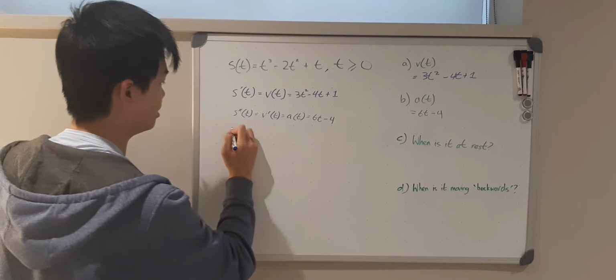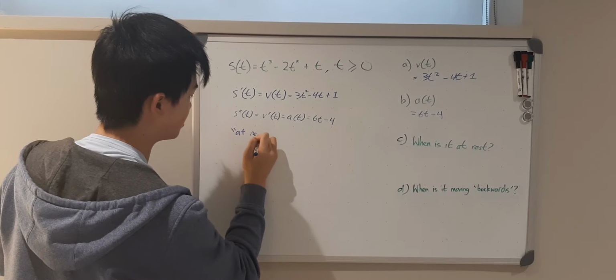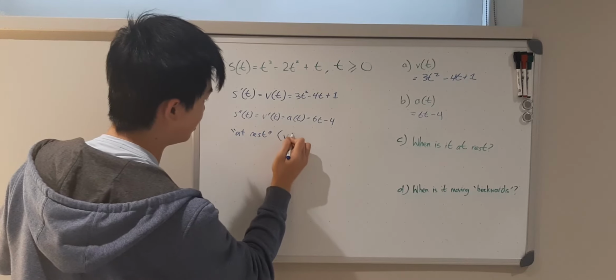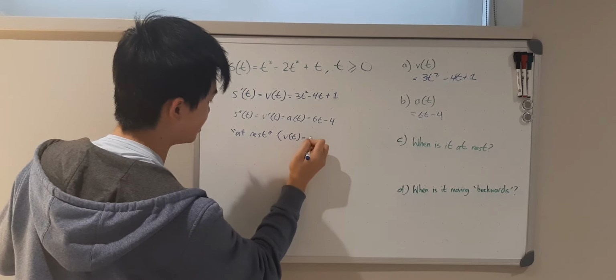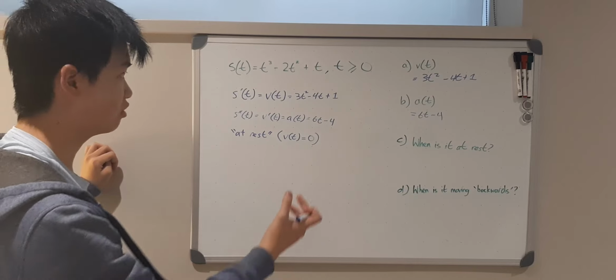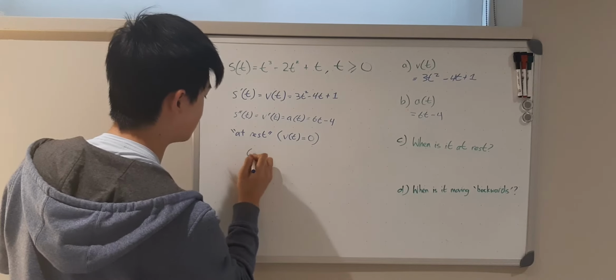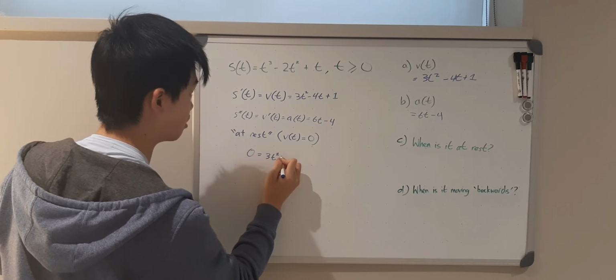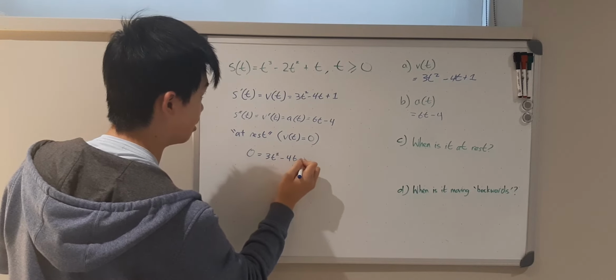Okay, so when is it at rest? Well, the term at rest essentially means when v of t is equal to 0. So let's take our v of t and set that to 0. So 0 equals 3t squared minus 4t plus 1.